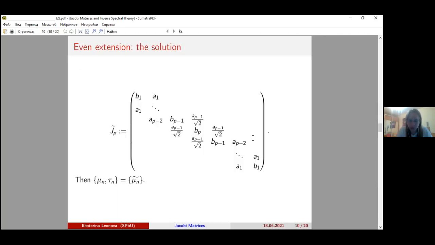And the answer is that. It turns out that we have to divide the AP minus 1 by square root of 2. If we take this matrix, then the spectral properties will be the same as in the continuous case. If we take the eigenvalues of this matrix, some of them will be the eigenvalues of the initial matrix JP, and some of them will be the eigenvalues of the matrix JP1, matrix JP without the last row and last column. So this is the result.